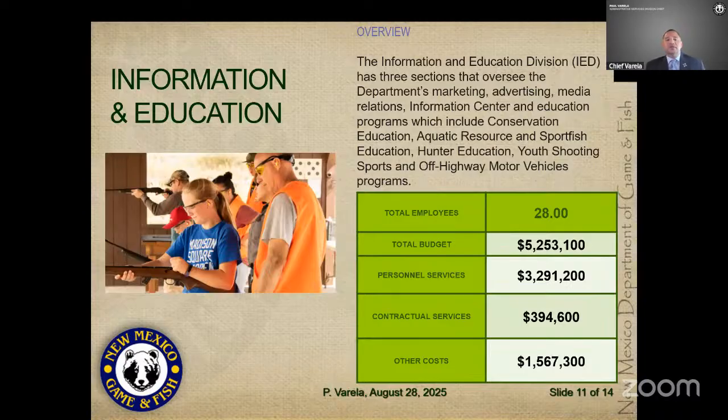The next division is our Information and Education Division. It has 3 sections that oversee our department's marketing, advertising, and media relations. It also includes the Information Center and education programs, and also manages our off-highway motor vehicle program. This budget supports 28 FTE. The total budget is 5.2 million. There's 3.2 million for personal services, 394,600 in contractual services, and 1.5 million in other costs.